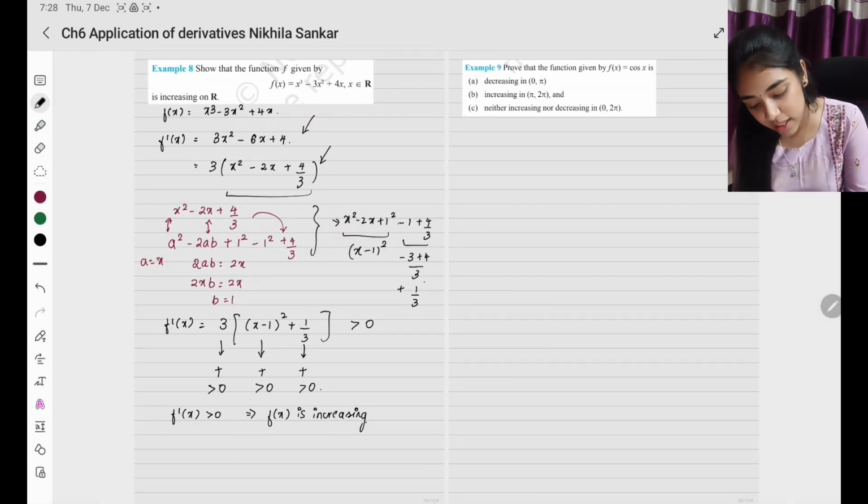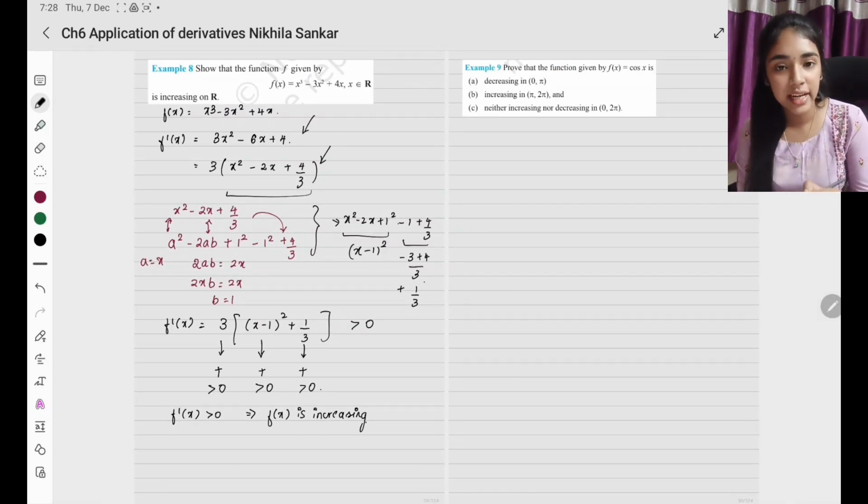We cannot find it directly here. So we are finding it in terms of completing the square, and you will get some value plus or minus. Right? So when you do that, everything is going to be positive.